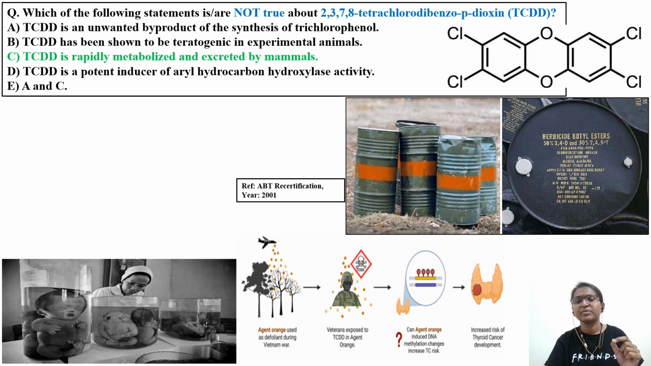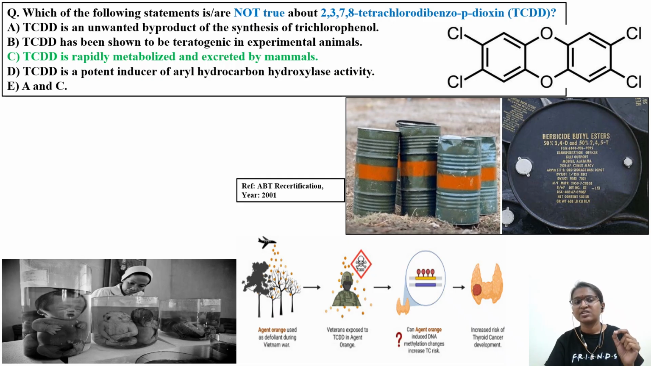Which of the following statements is not true about 2,3,7,8-tetrachlorodibenzo-para-dioxin, TCDD? TCDD is an unwanted byproduct of the synthesis of trichlorophenol. TCDD has been shown to be teratogenic in experimental animals. This is correct. TCDD is rapidly metabolized and excreted by mammals. This is wrong; metabolism is not rapid in the case of mammals. TCDD is a potent inducer of aryl hydrocarbon hydroxylase activity. That's why it is a potent liver carcinogen. The right answer will be in the green text.